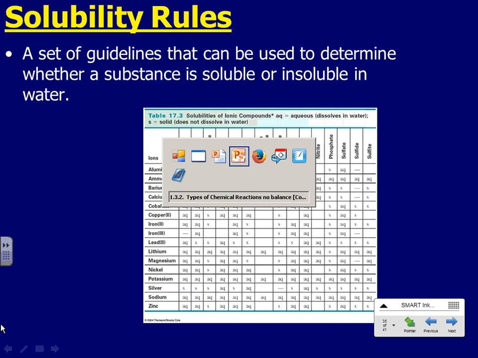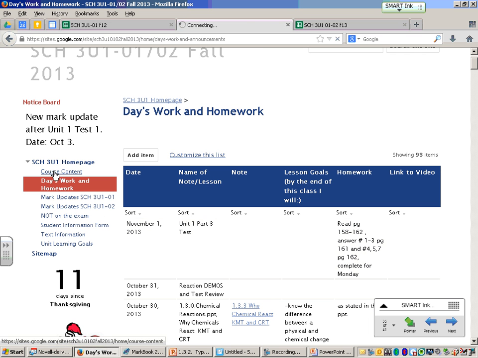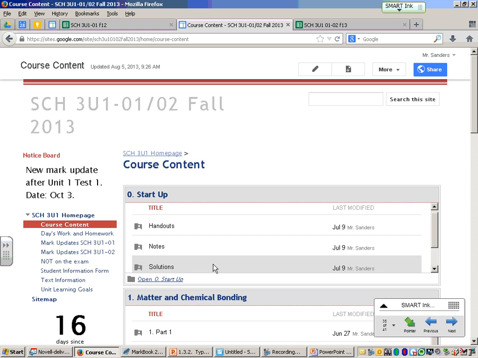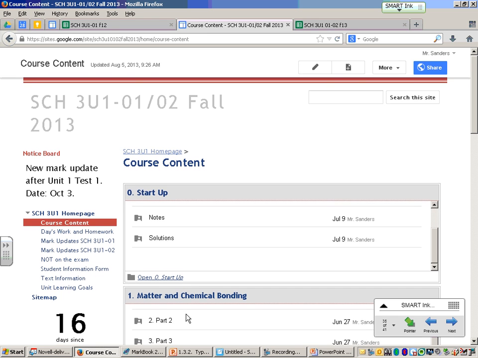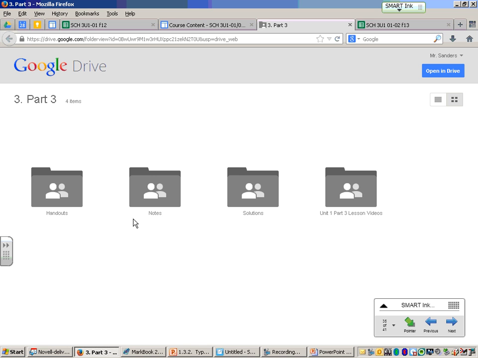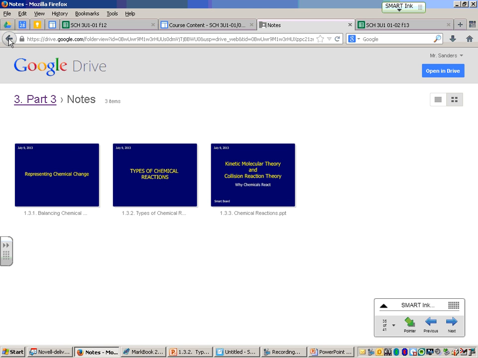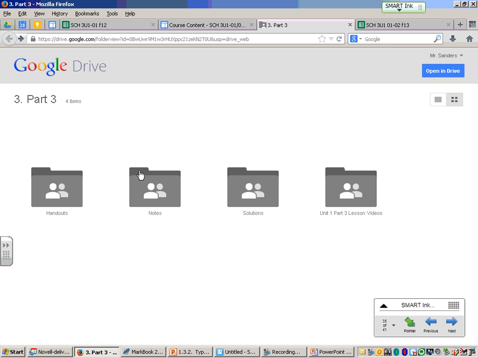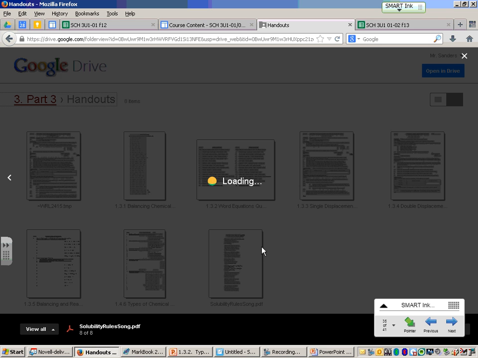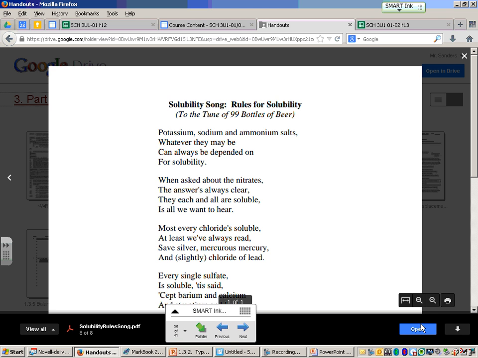Let me show you the solubility song. It's kind of funny. If I go to course content, and I put it in here, if you want to sing the solubility song for yourself, you can go online and download it. So if I go to part 3 here, did I put it in notes or handouts? Nope, put it in handouts. Notes, handouts. Oh, the solubility rules song. Here we go. Let's open it up.